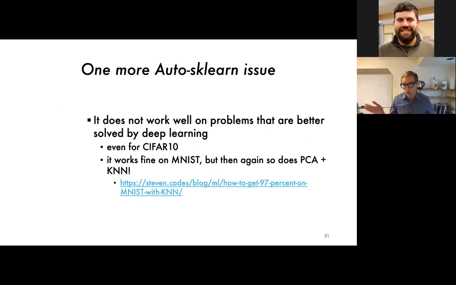And one other problem, which is a much larger issue, is that it doesn't work well on problems that are better solved by deep learning, because it's just built for structured data kinds of problems. So it can work on MNIST, which is an image data set, which might be surprising, but MNIST is so simple that even just doing PCA and using k-nearest neighbors can work pretty well.